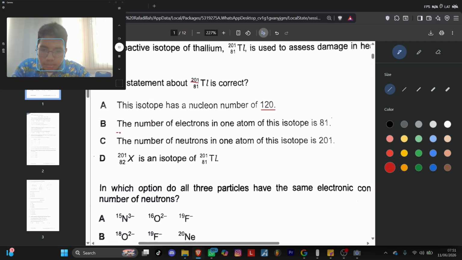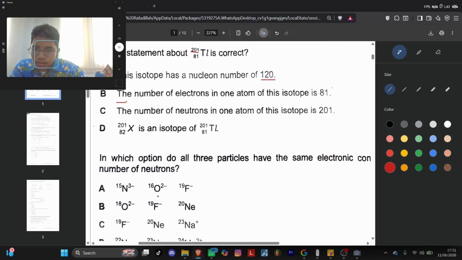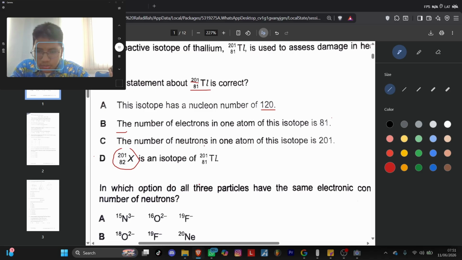Okay, B. The number of electrons in one atom of this isotope is 81. This might be correct. Let us check it. C. The number of neutrons in one atom is 201. This is wrong because this is the nucleon number, not the neutron number. D. This element has an isotope of what we have here. This is wrong. So the right answer is B.